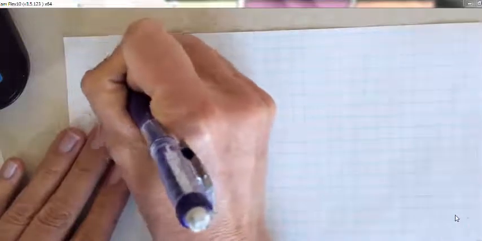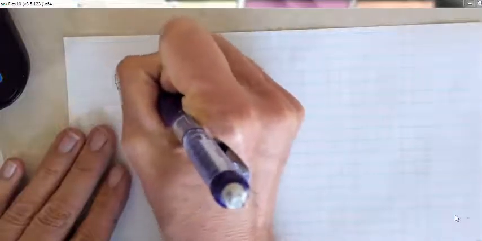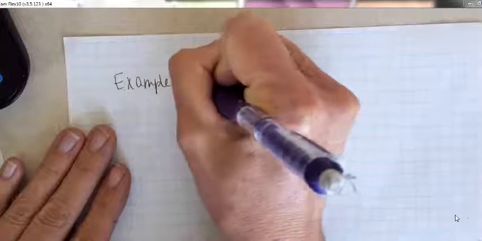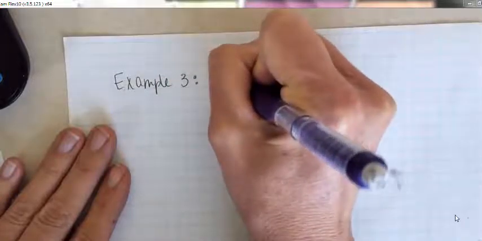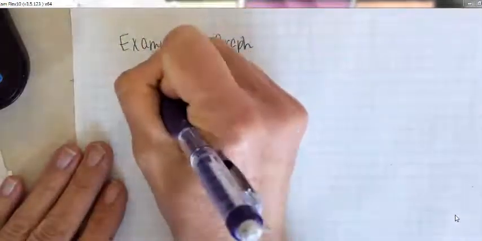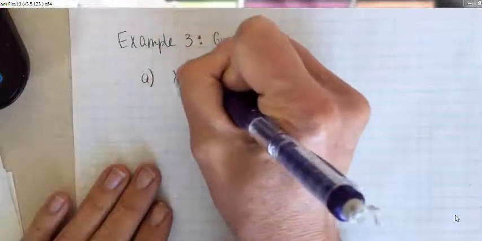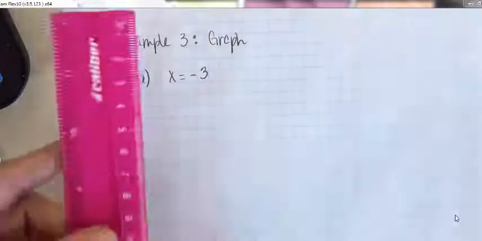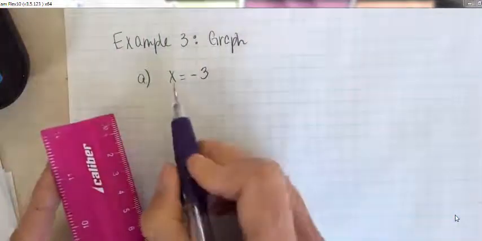All right, let's try another problem. So let's do a problem. Example 3 is graph. We'll do 2 of these just for fun. So let's start with x equals negative 3. So graphing x equals negative 3.